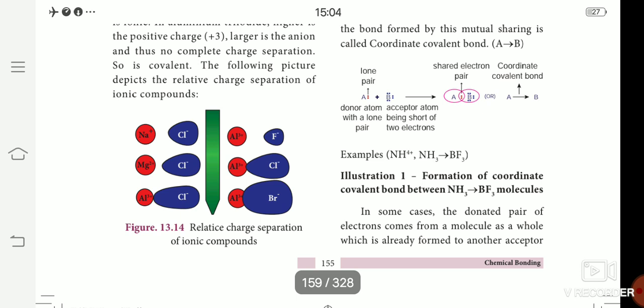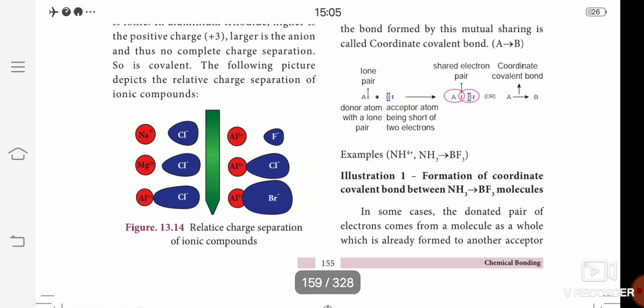Then magnesium chloride, magnesium has 2 plus charge. 2 plus means 2 losses of electrons. 1 plus means 1 loss of electron. So the sodium plus is low positive charge, plus 1. So the large cation is relative to a small anion. This is completely separated, which is the ionic formation.